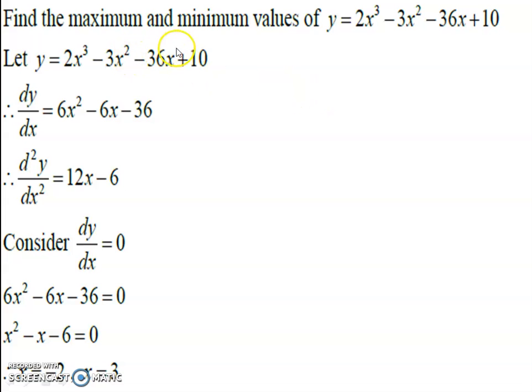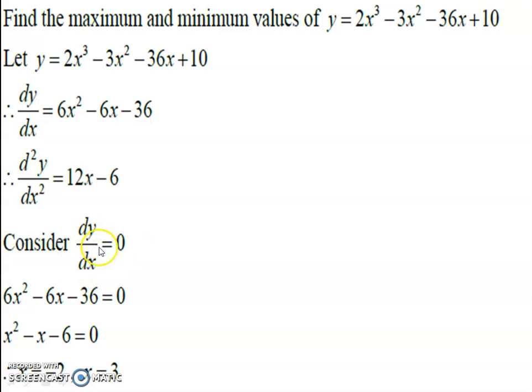Find the maximum and minimum values of y is equal to 2x cube minus 3x square minus 36x plus 10. We know that the derivative of x cube is 3x square, of x square is 2x, of x is 1, and of 10 is 0. So 3 into 2 is 6x square, 2 into 3 is 6x, and 36 times the derivative of x, which is 1. So taking the derivative with respect to x again, 6x square gives 12x, minus 6x gives minus 6.